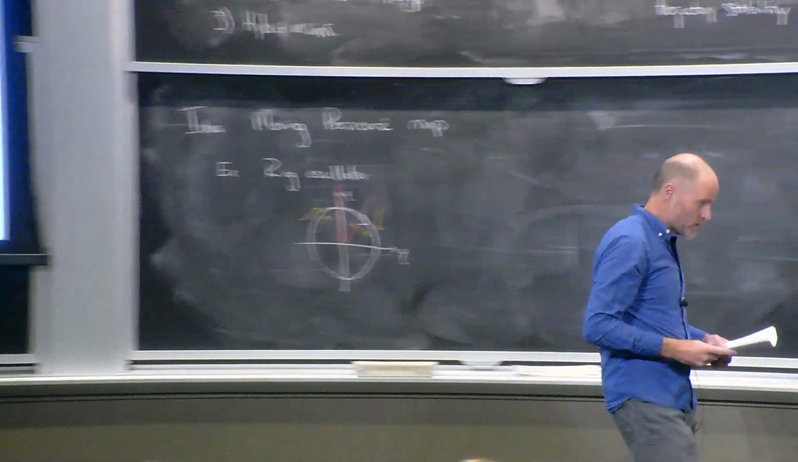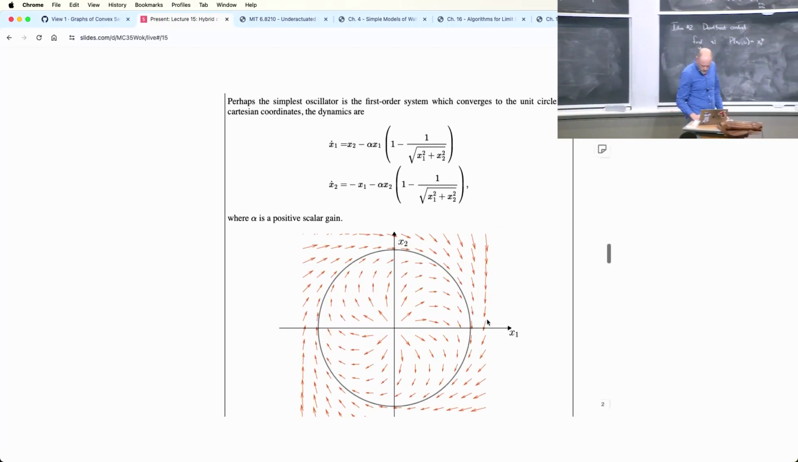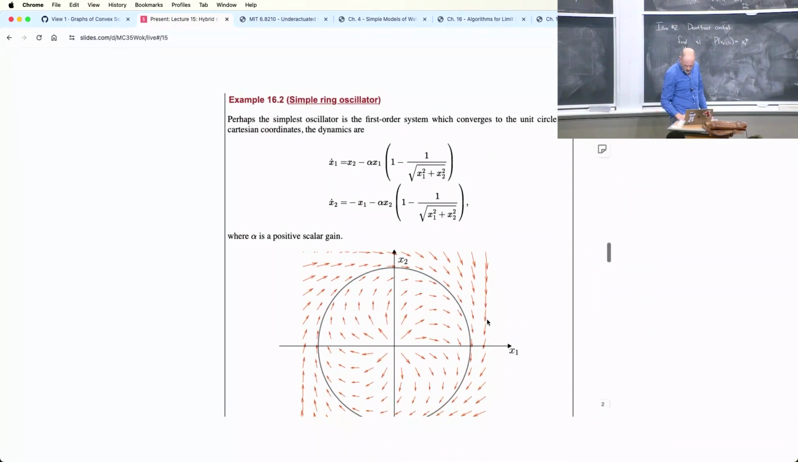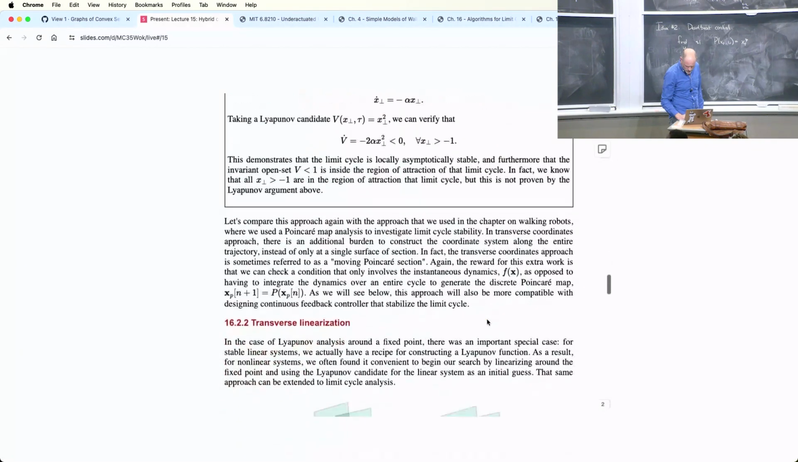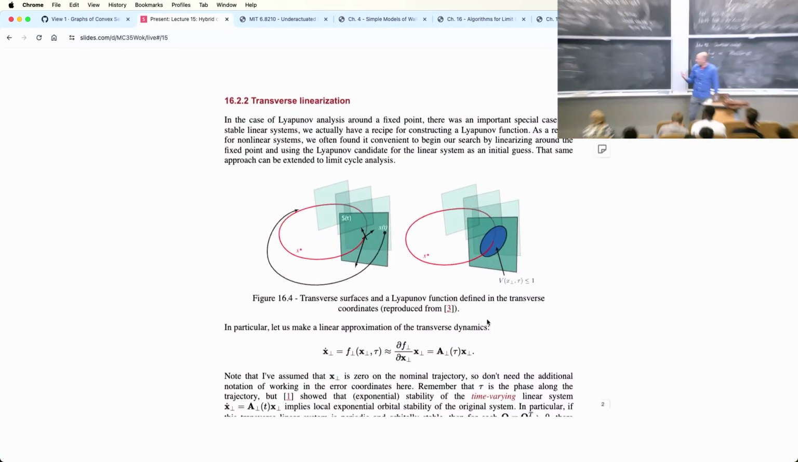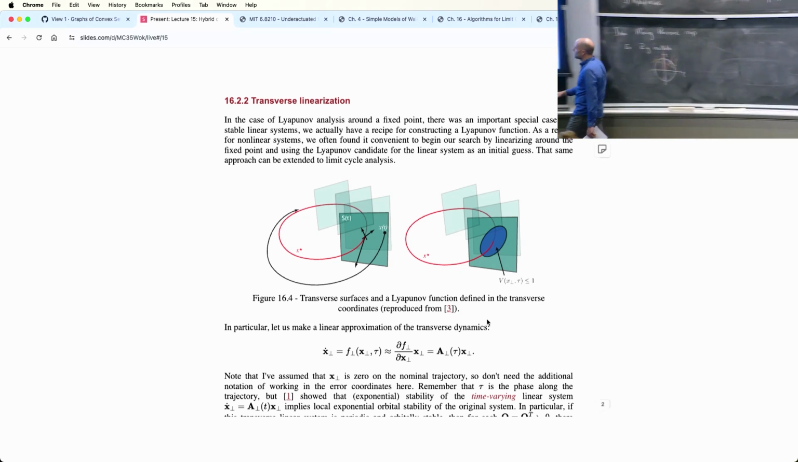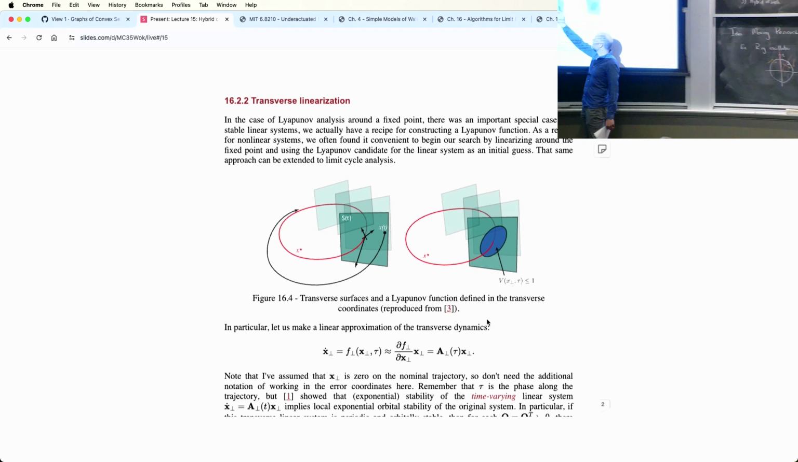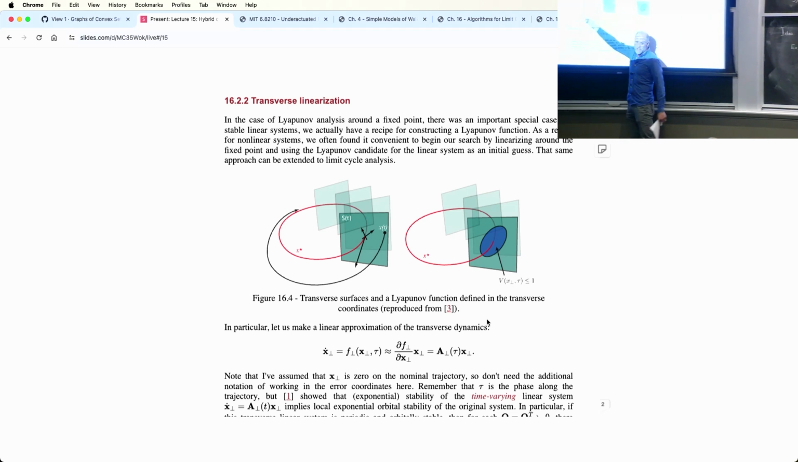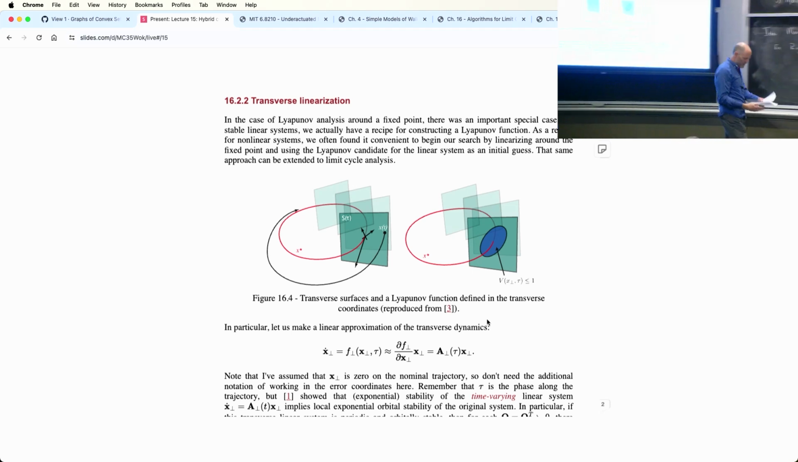Okay? So let me show you the mechanics of that. Here's the math of that simple ring oscillator. And the picture I want you to have is, again, this is my bad board work, but for any limit cycle, even in high dimensions, we're going to pick some surface of section and we're going to move it along the cycle, and we're going to look at the dynamics on that cycle.